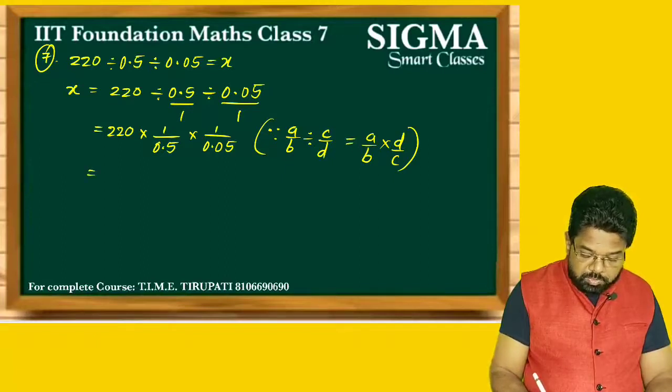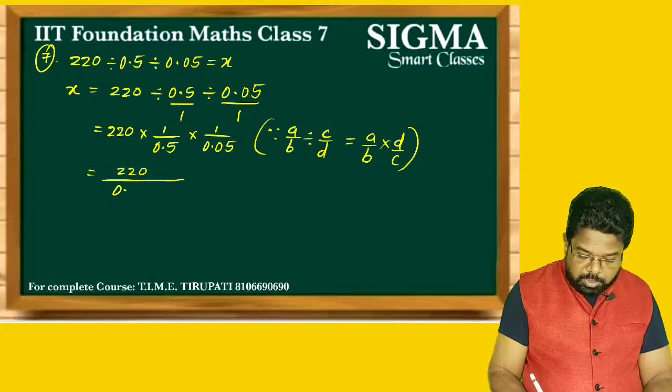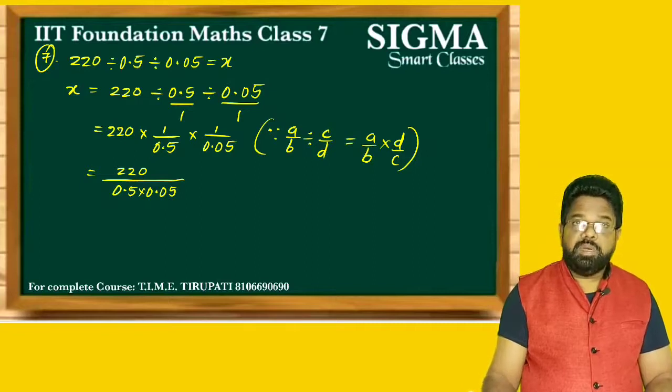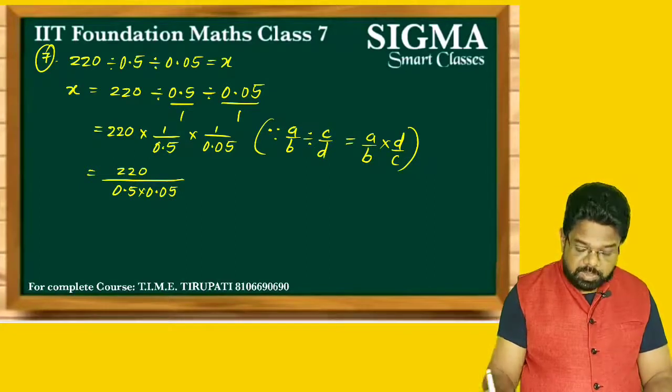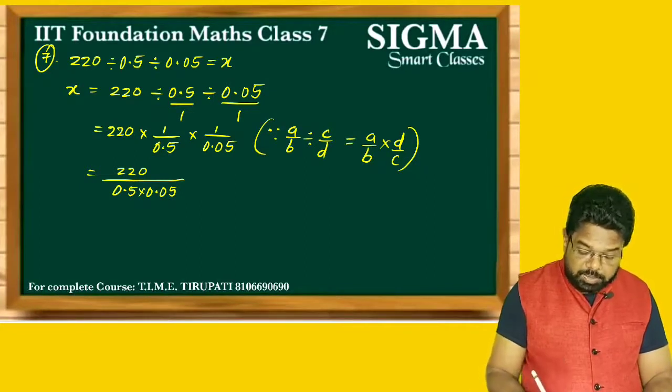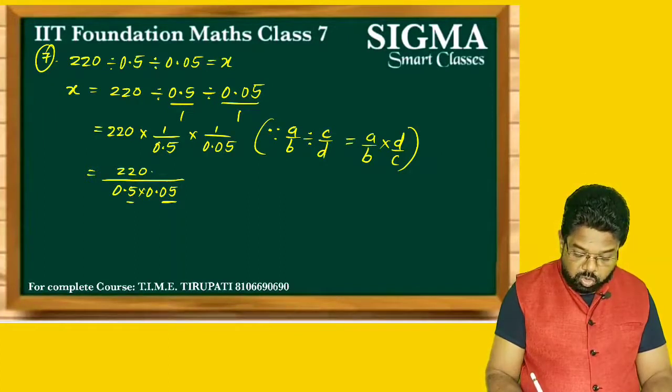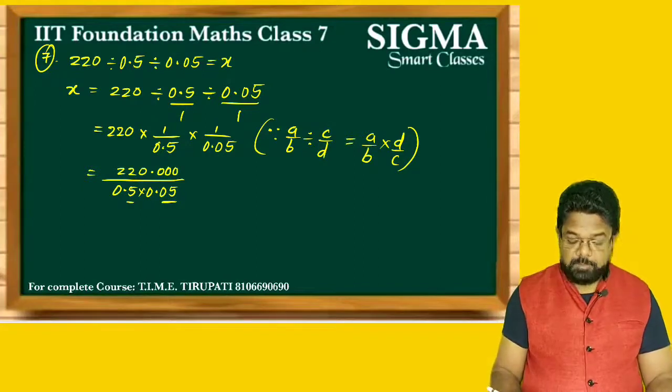Okay, now what are the values? 220 is the numerator, and the denominator is 0.5 into 0.05. In the denominator, if you observe, there are decimals. So how many digits are there after the decimal in the denominator? In the first number, 1 digit is there after the decimal. In the second number, 2 digits are there. So totally 3 digits are there after the decimal in the denominator. So in the numerator also put the decimal and take 3 zeros, 3 digits.